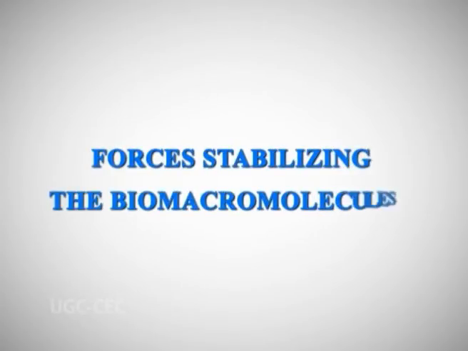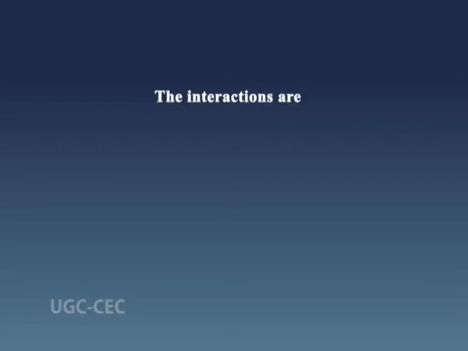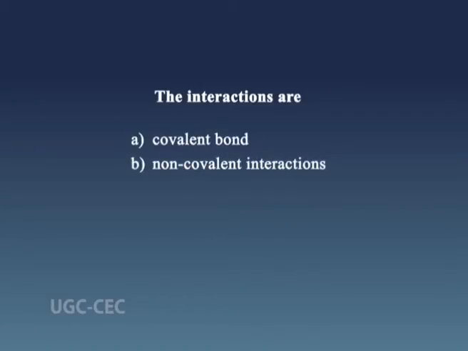Next are the forces stabilizing the biomacromolecules. The monomeric units of biomacromolecules like proteins, nucleic acids, and carbohydrates have different types of interactions to form the functional structure of these biomacromolecules. The interactions are covalent bonds and non-covalent interactions.